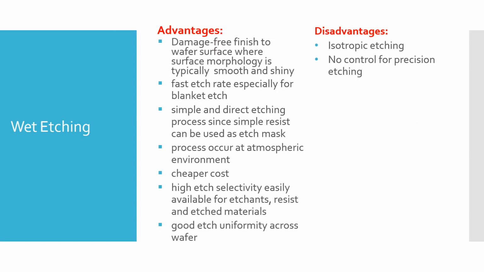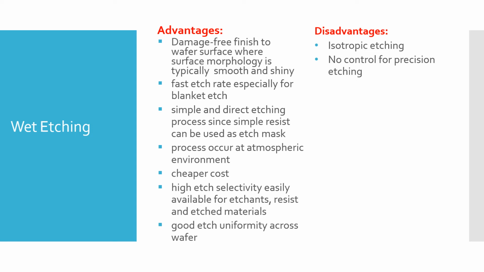Here are some advantages and disadvantages of wet etching. For wet etching, there is a damage-free finish to the wafer surface, where surface morphology is typically smooth and shiny. It has a fast etching rate, especially for the blanket etch. And it is a simple and direct etching process, since simple resist can be used as the etch mask.